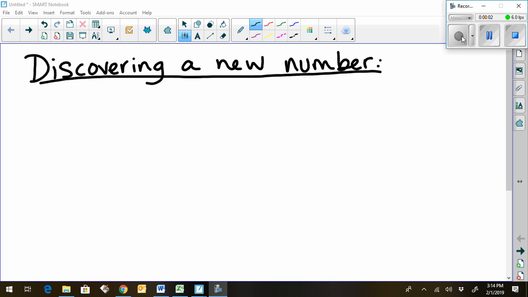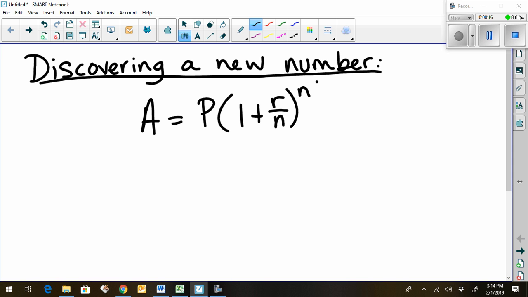All right, we are going to discover a new number today. And how we'll do that is we'll start with using our compound interest formula. So let's write that out. We have A equals P times (1 plus R over N) to the NT.